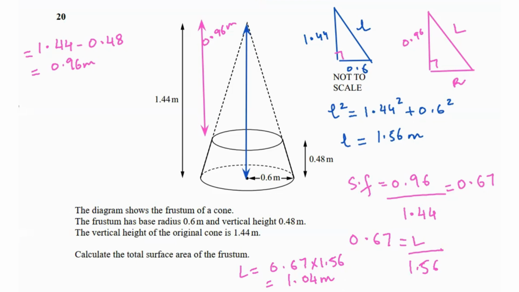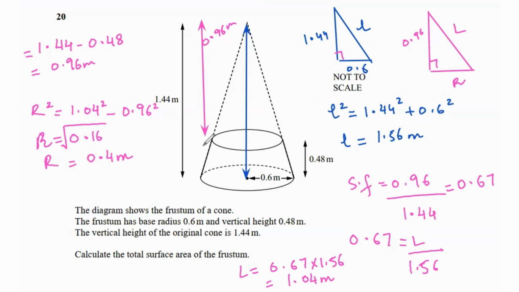Okay. Next step is to figure out the value of capital R, which is the radius of the removed cone. For that, we'll use Pythagoras again. R squared equals 1.04 squared minus 0.96 squared. So that's going to give us 0.16, square root that. That is 0.4 meters. That is your radius of the removed cone.